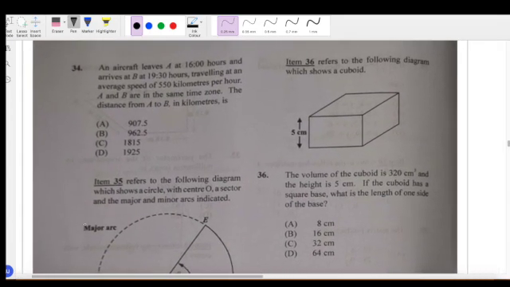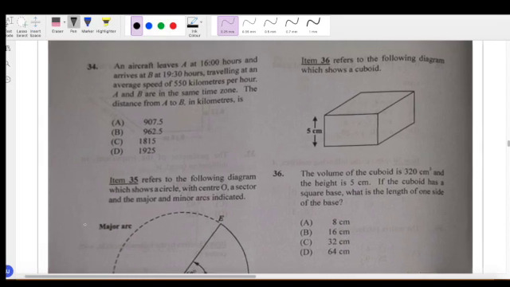An aircraft leaves at 1600 hours, that's 4 o'clock in the evening, and arrives at 1930 hours. Right? So that is 16, 17, 18, 19. So that's 3.5 hours to get from A to B. Right? Traveling at an average speed of 550 kilometers per hour. A and B are in the same time zone.